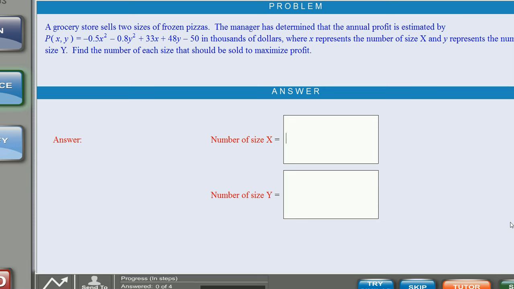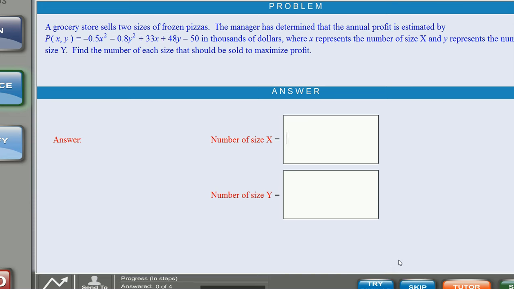The reason we give you these is you actually only have to do half of the process. Look at what they're asking down here: number of size X, number of size Y. They don't give us any option anywhere to say no solution or none or anything like that. So when we solve in the beginning for our X and Y values, that's going to be it. We can just directly put those in.